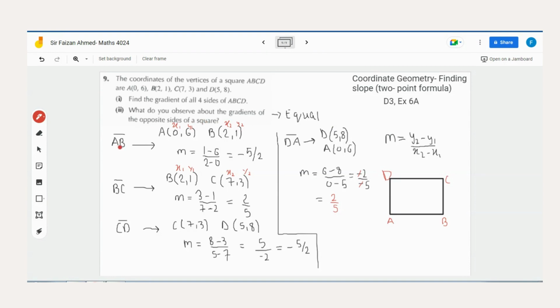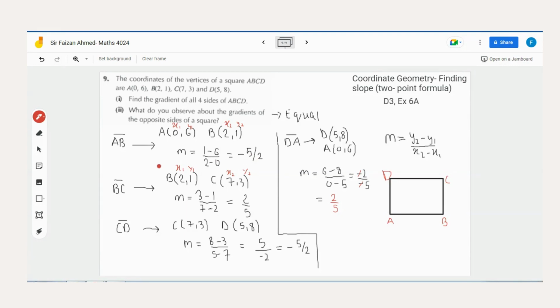First of all, I am finding the gradient of side AB, and since A is my first point, I have labeled this point as x1 and y1. B is the second point, so x2 and y2. m equals y2 minus y1. The value of y2 is 1, so 1 minus 6 divided by 2 minus 0. 1 minus 6 is minus 5 and 2 minus 0 is 2. So the gradient of line AB is coming out as minus 5 upon 2, or you can also write it as minus 2.5 in decimal.